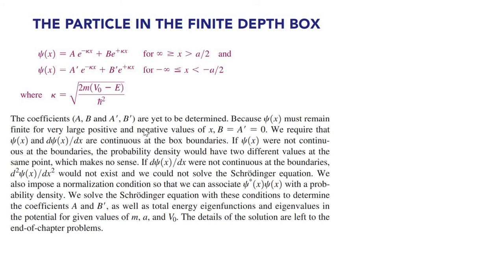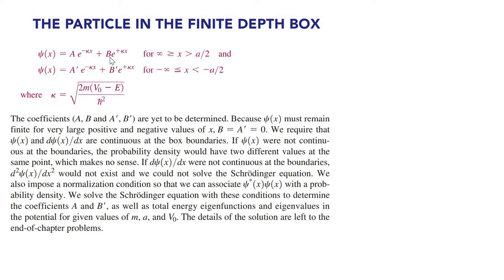Now you see here is a paragraph to understand these two equations a little bit more. I am reading it out. The coefficients A, B and A prime, B prime, these are the four unknown coefficients we get as a solution of the Schrodinger equation, but they are yet to be determined. Because psi of x must remain finite for very large positive and negative values of x, B and A prime must be 0. So let us understand B.